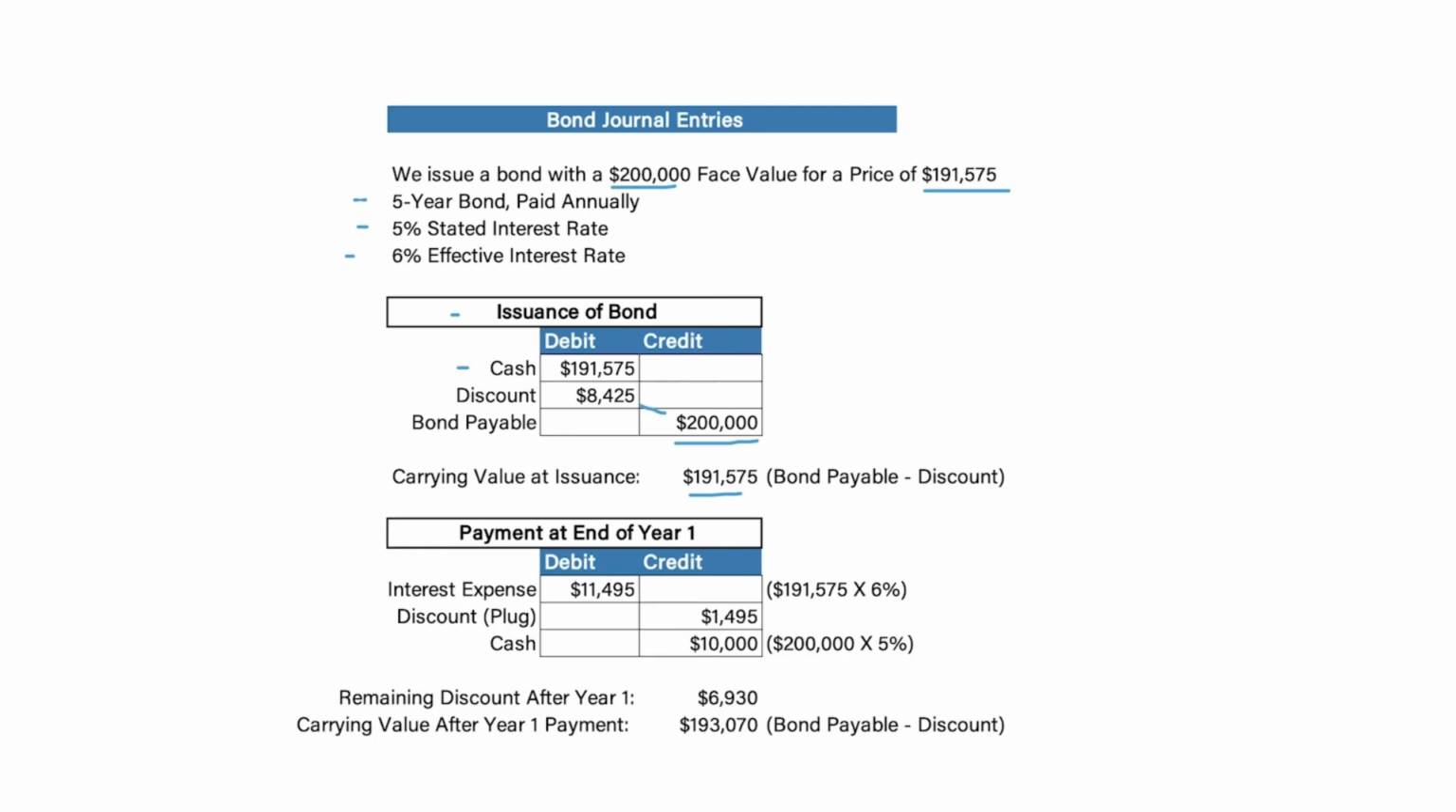So then what's the journal entry after 1 year of the bond? So we need to debit interest expense for the carrying value times the effective interest rate. So we're going to record this amount of interest expense.